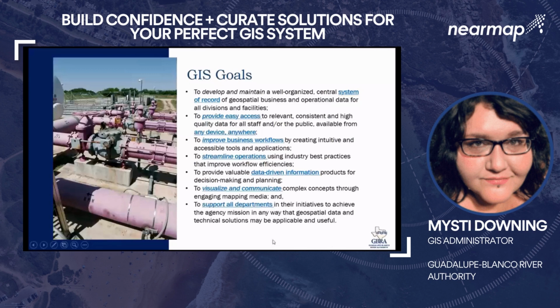These are the actual goals from that strategic plan. There's just a few I want to highlight. Like I mentioned, system of record, easy access from any device, anywhere. Those are crucial to GIS being truly useful, especially when you have a large operations team with a lot of field staff. Nearmap is helpful in that because it's a service, right? So I can just drop it into our GIS portal, which I'm going to show you, and make it available for any of our field data collection apps, which is a very big part of how we use GIS here at GBRA. Because of that, it improves business workflows and streamlines operations, and I'm going to show you specific examples of that.